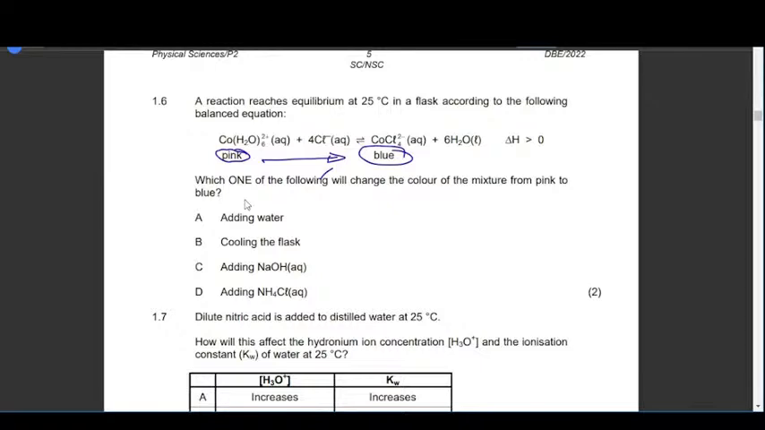Then adding ammonium chloride. Do you have the chloride ions here? Yes. So if I add the chloride ions, because when ammonium chloride ionizes, it's going to be ammonium chloride.